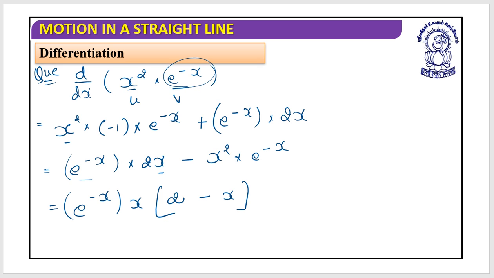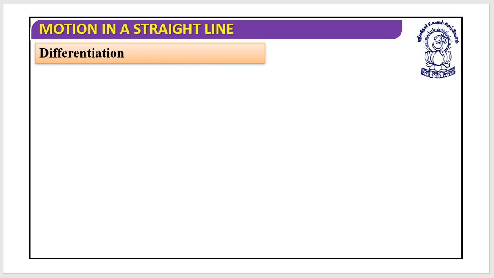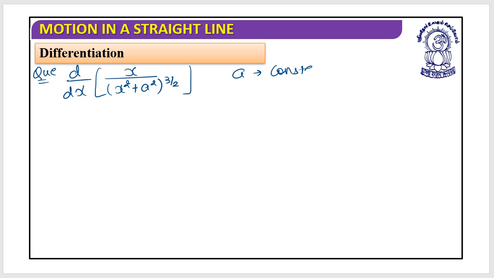One more question, a trickier one. Let's look. Suppose the given problem is d by dx of x divided by x square plus a square to the power 3 by 2, where a is a constant, and you need to perform this.